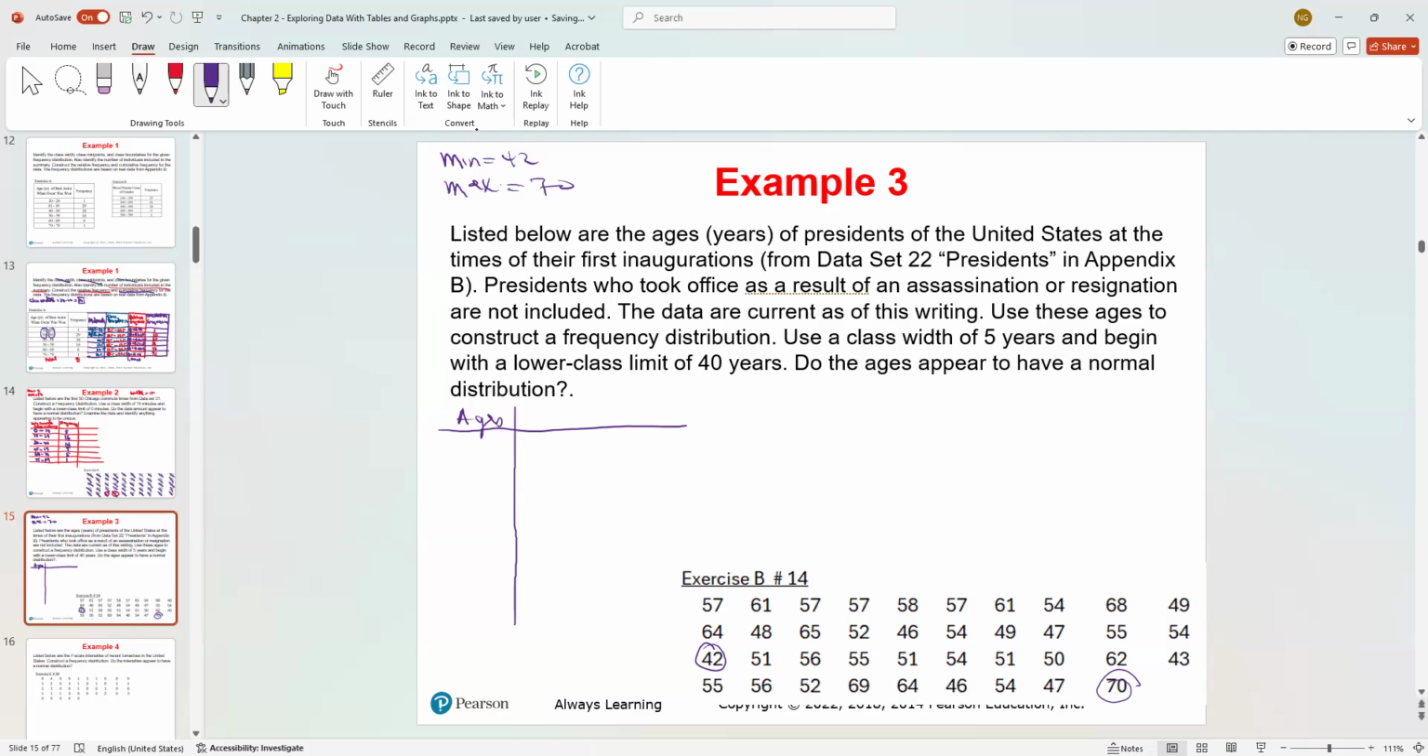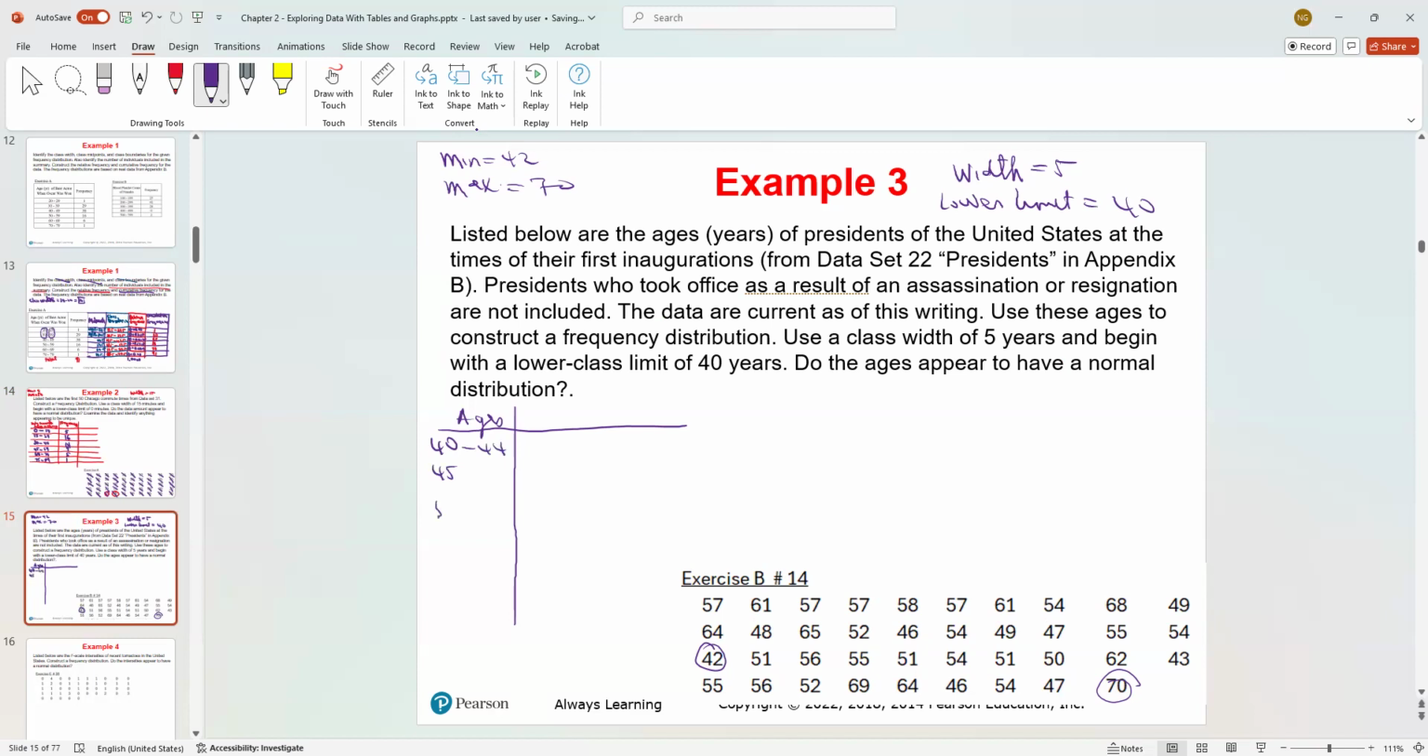But the good news, they said presidents who took office as a result of an assassination or resignation are not included. The data are current as of this writing. Use these ages to construct a frequency distribution. Use a class width of 5 and a beginning lower limit. They said we need to start with 40. So if we start with 40, 40 plus 5 gives you 45. That means the upper limit would be 44.